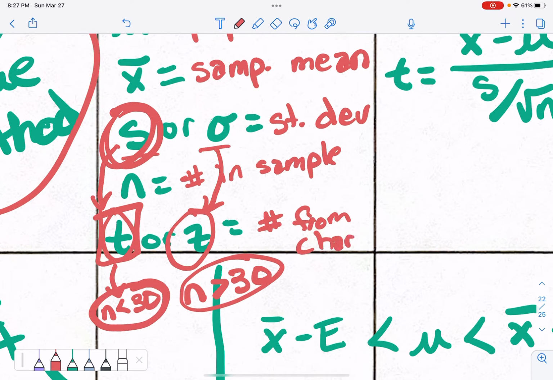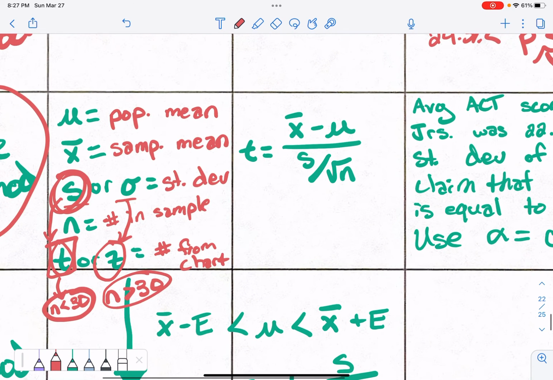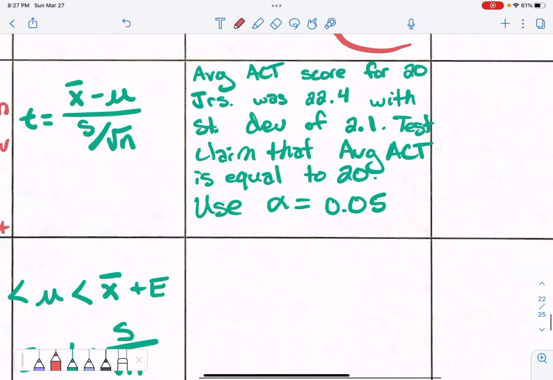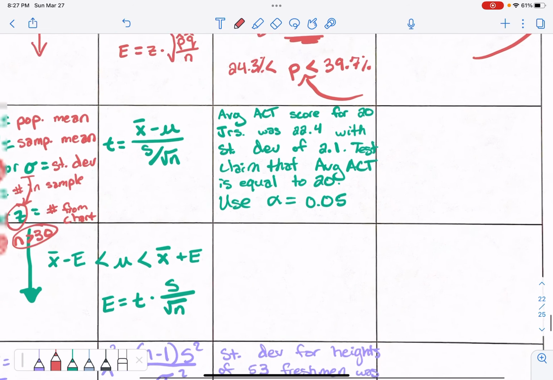All right, here is our formula, and then we've got our example over here. Oh, we've got a formula down here for error. Okay, let's go over here, and I'm going to list the stuff that we have.